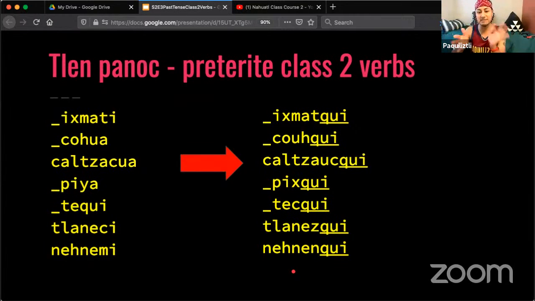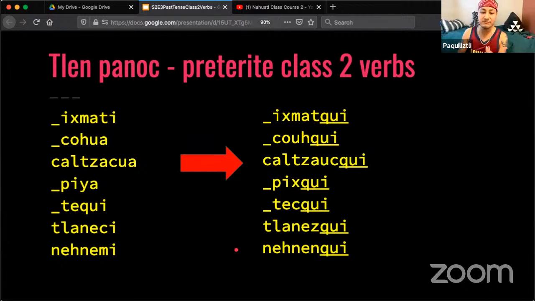Okay, so if you noticed, all those verbs that I gave you, you may or may not notice, but they all represent a specific rule for the class 2 verbs. But if you notice, they all ended with ki, because all class 2 verbs follow a general pattern, but something always changes or something gets switched in that verb. So if you notice, ishmati became ishmatki, koa became kohki, caltzacua became caltzahki, pilla became pishki, teki became tehki, tlanesi became tlaneski, and nehnemi became nehnenki.